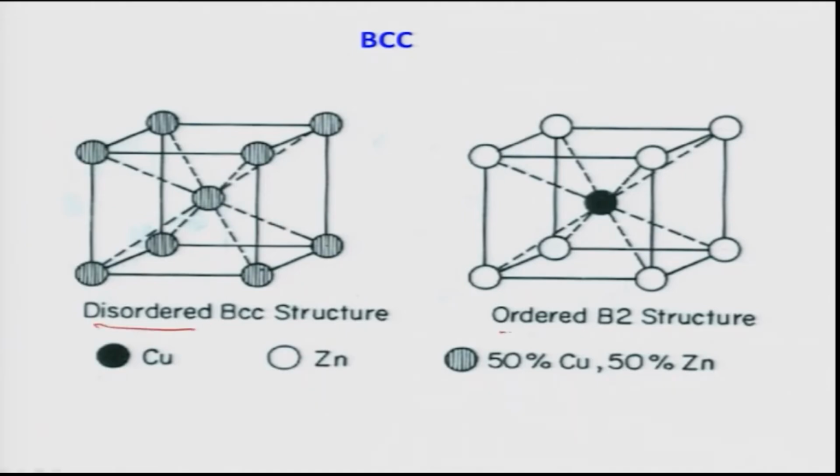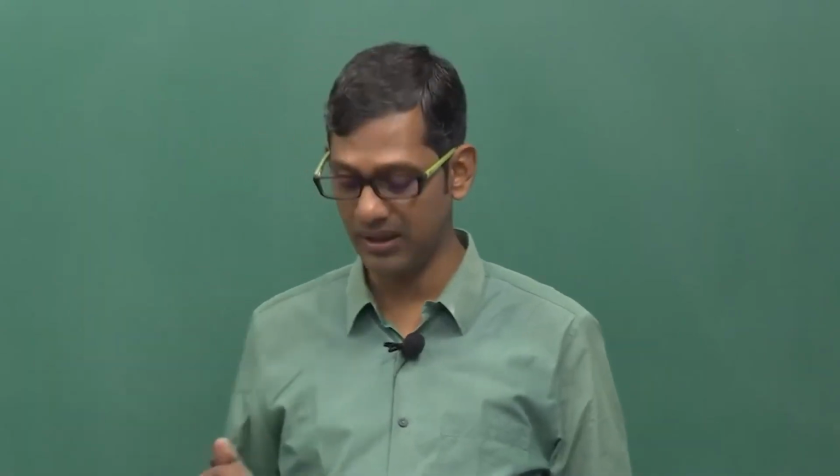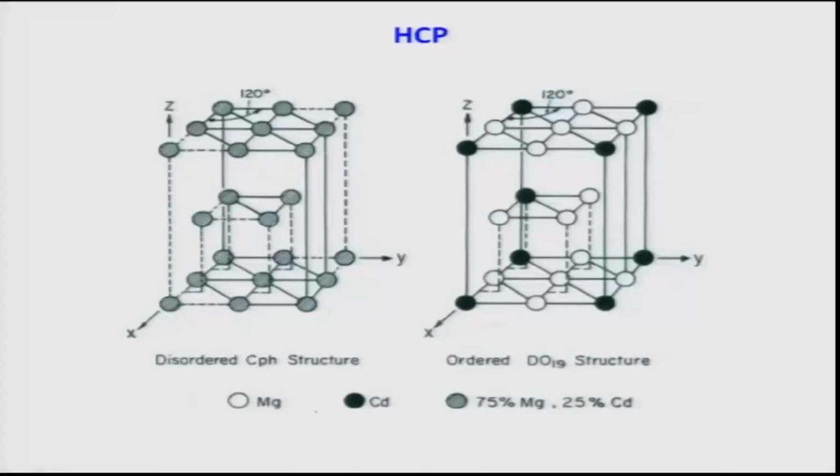This disordered BCC structure goes to the ordered B2 structure. In copper zinc, you see in the BCC unit cell each and every position is average, but in the ordered B2 structure the corner atoms are occupied by the zinc atoms and the central atoms are occupied by the copper. So, that means there is a segregation of the atoms to specific positions of the unit cell. So, again the same thing can happen in the hexagonal close pack structure also.